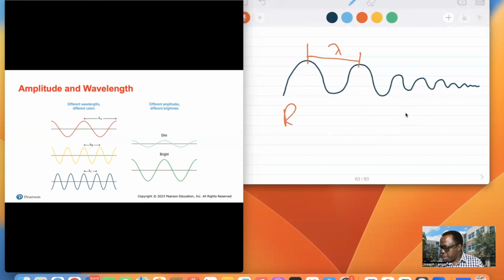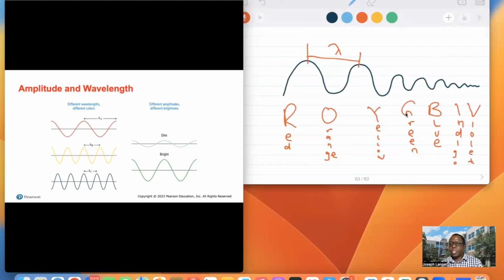Remember, this is red, Richard of York grows bananas in vain. This stands for red. This stands for orange. This stands for yellow. This stands for green. This stands for blue. This stands for indigo. This stands for violet. So these are the color coding which you need to remember.